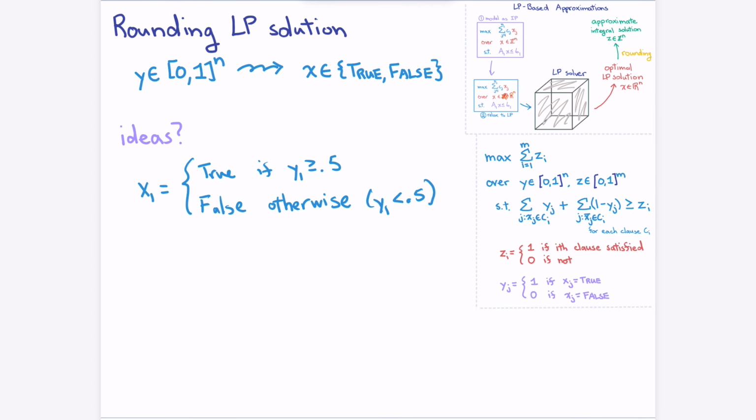Okay, so this is a very natural idea, right? This is just rounding in the usual sense of the word. If it's at least half, I round up, and if it's less than half, I round down. Okay. Any other ideas?